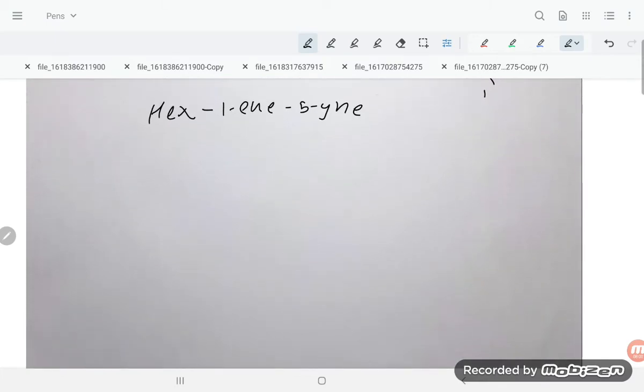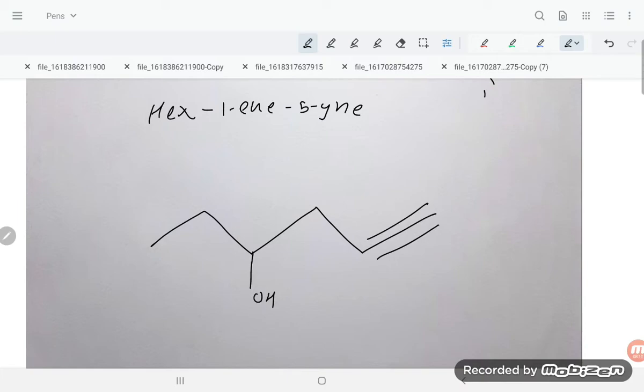If you have a functional group somewhere, here is the triple bond and here is an OH group. Dear students, if you are going to write the name of this compound, how can you do it? We have to give preference to the functional group, 1 2 3 4 5 6. So what would be the name, students? Hex-5-yn-3-ol. So this will be the name of the compound.